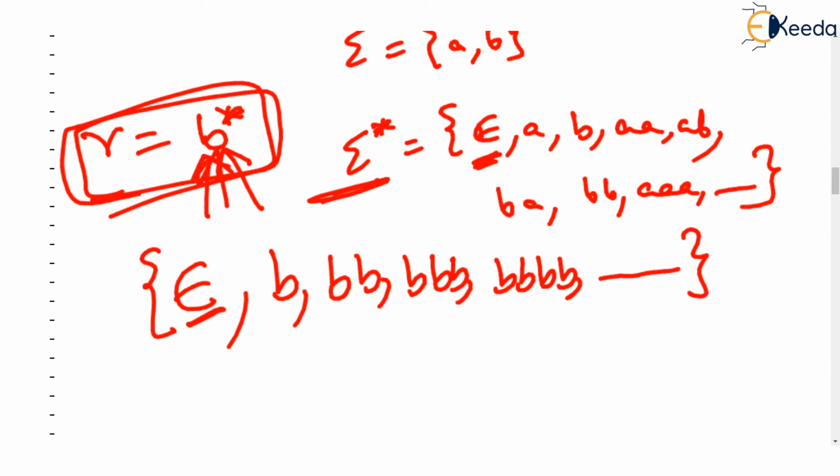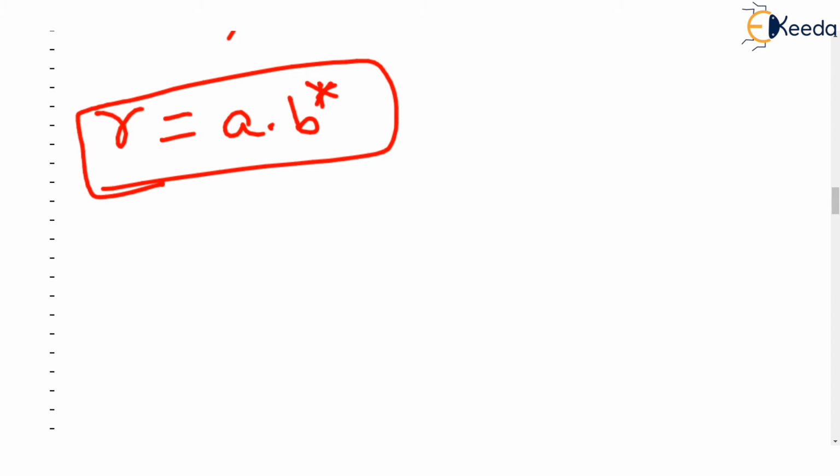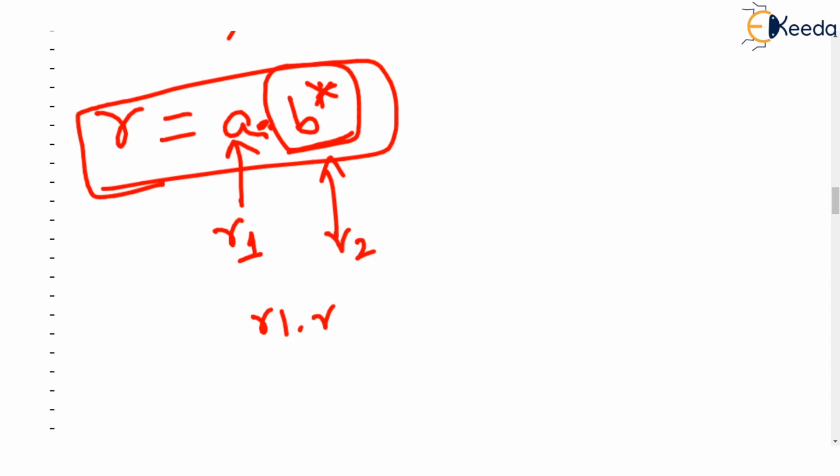Let's continue. To understand the closure, suppose I have R is equal to A dot B star. Here comes the point now. Big point is, you know that A itself is a regular expression, and you know that B star, look at this, B star itself is a regular expression. Come on, closure of B is a regular expression. Then R1 dot R2 itself is a regular expression. But what does this regular expression recognize?